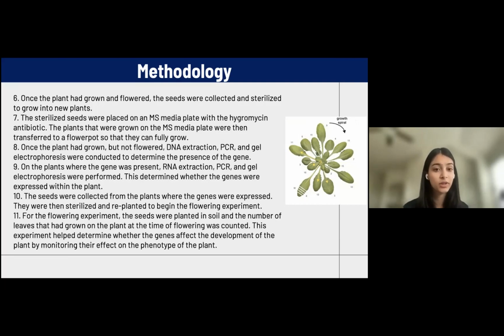The plants that had been transformed, we conducted DNA extraction and RNA extraction. DNA extraction to confirm the presence of the gene, and RNA extraction to determine whether the genes were expressed. Once both of those were confirmed, then the seeds were collected from the plants where the genes were expressed. They were sterilized and replanted to conduct the flowering experiment.